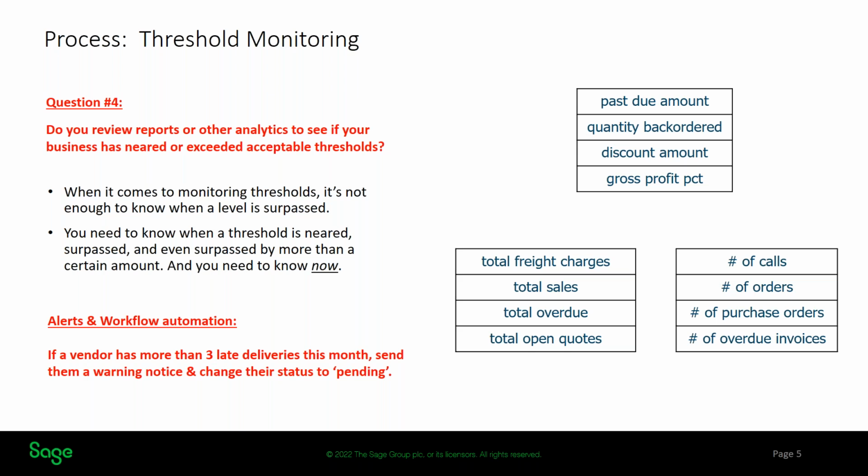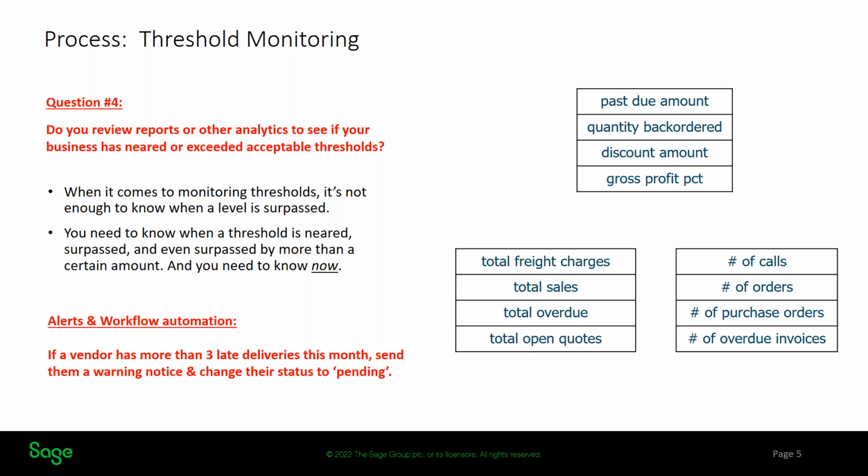And then we have threshold monitoring. So what are the types of thresholds that you look at from your business, right? And it could be past due amounts. Are you not comfortable with the credit that you have extended in your accounts receivable? Maybe you want to put a high and low on there, and when it gets too high, send an alert out to the appropriate people.